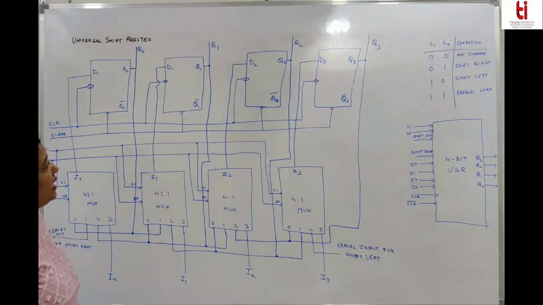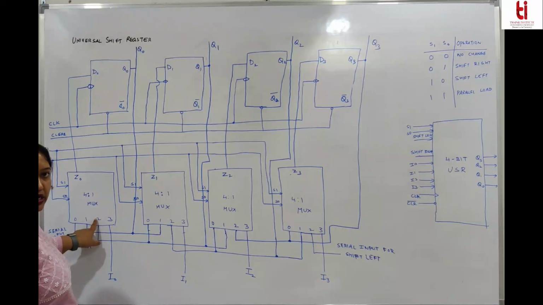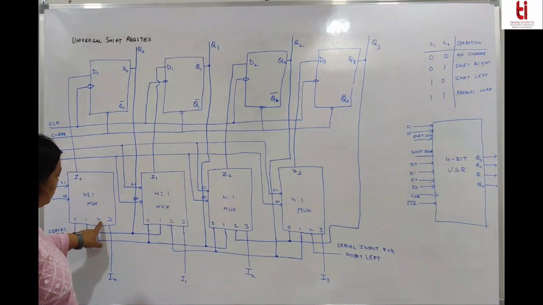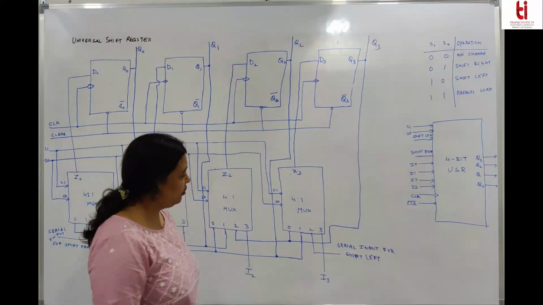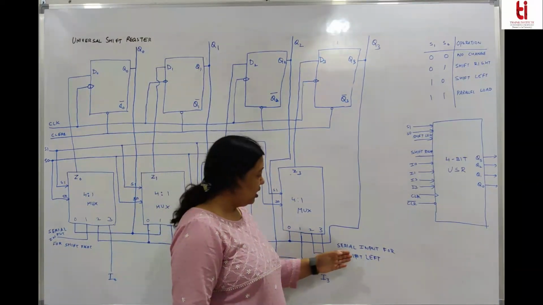Now when we select S1 and S0 to be 1, 0, according to the mux it will select this input, this input, this input and this input. What is this input? This will be an input from this side. Let this be 0.